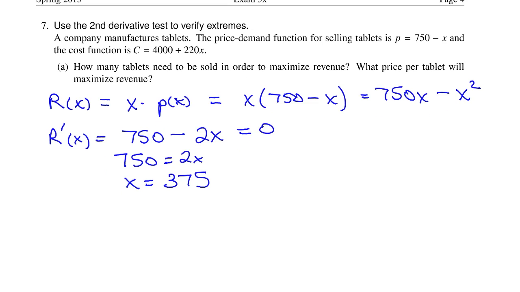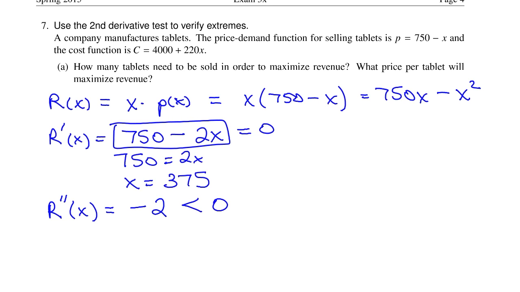Verify that this is a maximum by taking the second derivative. The second derivative is the derivative of this boxed function here, which is going to be negative 2. When the second derivative is negative, that means that R is concave down at that spot, which looks like this, which means we do have a maximum, and that's what we wanted.